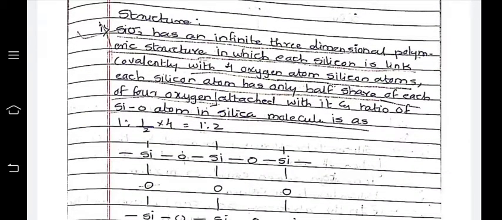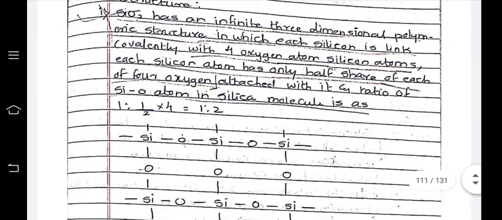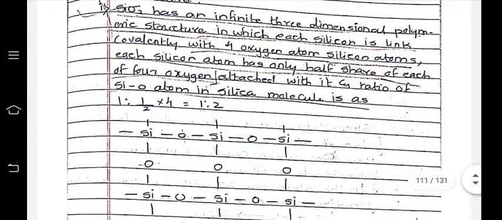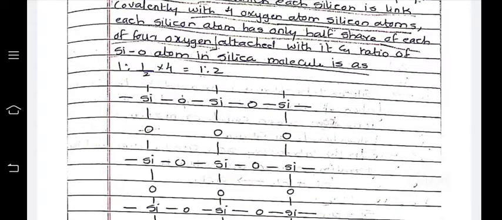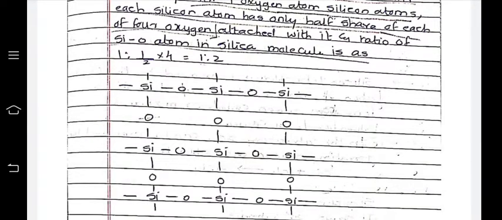Structure of SiO2. Silicon dioxide has an infinite, polymeric structure in which each silicon is linked covalently with 4 oxygen atoms. Each silicon atom has only a half share of each of the 4 oxygen atoms, so the ratio of silicon to oxygen is 1 : 1/2 × 4, which is equal to 1 : 2. The structure has silicon, oxygen, silicon, oxygen, silicon.